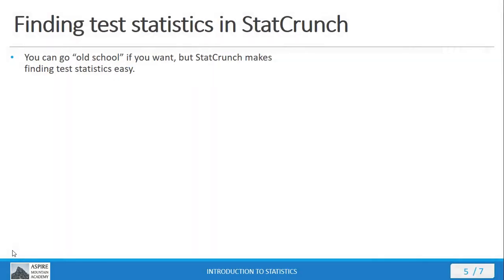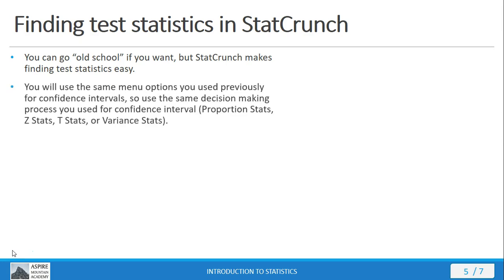We can also find test statistics in StatCrunch. So if you want to go old school and take the scenic mathematical route, then more power to you. But I want to join the 21st century and use StatCrunch. So in StatCrunch, you've got the same menu options that you used for the confidence intervals. Those same menu options, we're going to be using them for hypothesis testing.